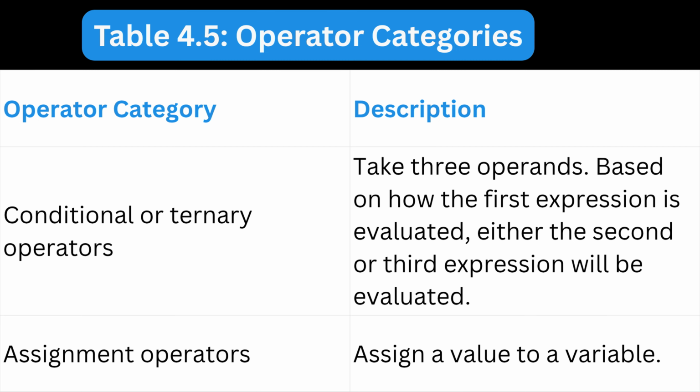Together, these categories cover a wide range of functionality and give PHP the flexibility to perform everything from quick value updates to complex decision-making. Understanding these operator groups allows you to quickly identify what kind of operation is taking place in your code and how many operands are involved. As you continue learning PHP, this knowledge will make it much easier to read, analyze, and write efficient programs.